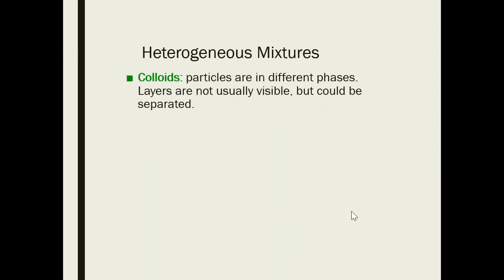And the last odd type of heterogeneous mixture is called a colloid. Now, colloids are kind of neat. Colloids are where you have the particles that are in the mixture. You can't really see the layering, but they could be separated. And one of the ways to tell whether or not it's going to be separated is something called the Tyndall effect. I'll show you that in a second.